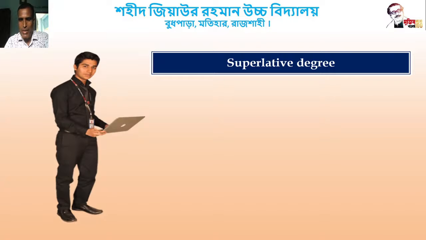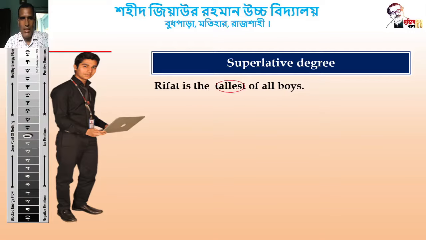Now, I am going to discuss superlative degree. Dear student, follow this example. Rifat is the tallest of all boys. In my earlier lecture, I told you that Zishan is a tall boy, and the next sentence, the comparative form, Zishan was not so tall as the other boy. And this sentence, Rifat is the tallest of all boys.